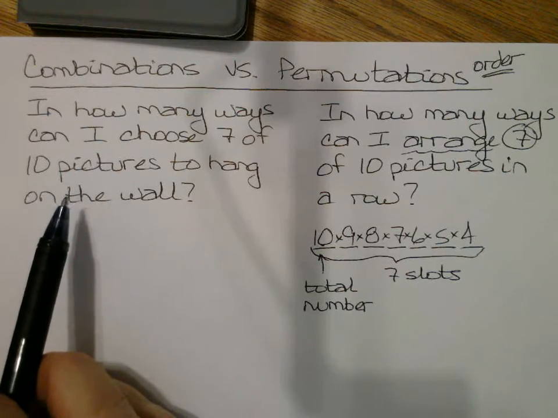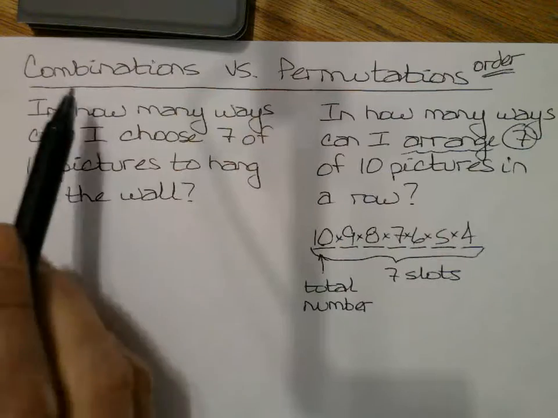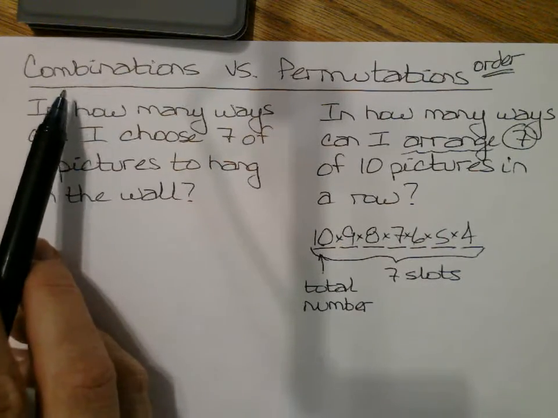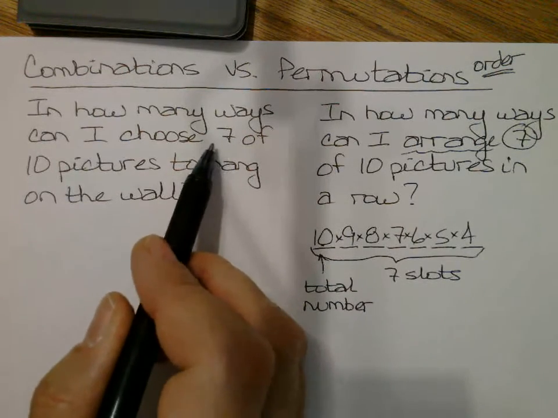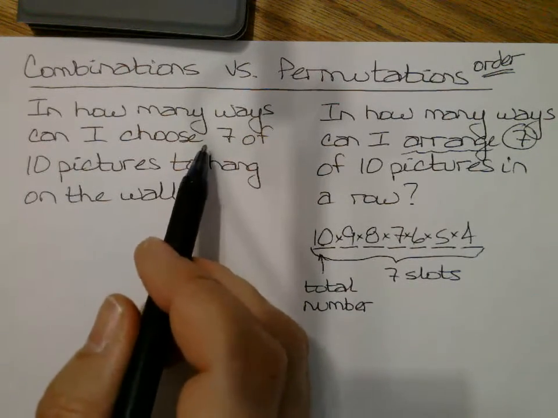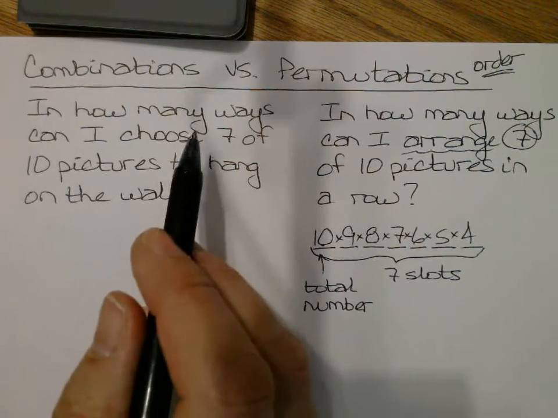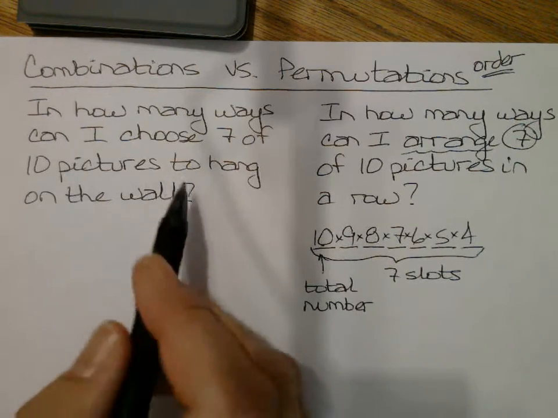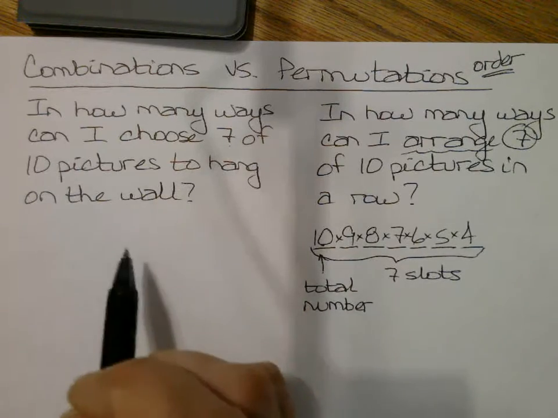Our other choice: in how many ways can I choose 7 of 10 pictures to hang on the wall? In combinations, we're just looking for groups, and we don't care about what order. If I'm choosing 7 out of 10 pictures, I don't care if my picture gets picked first or last, as long as it's one of the ones that's in the group that's going to be hanging on the wall. So the order here, if I'm just looking for a group, the order doesn't make a difference.